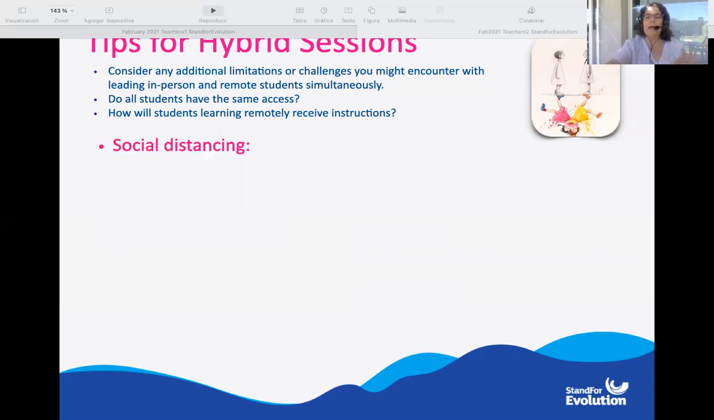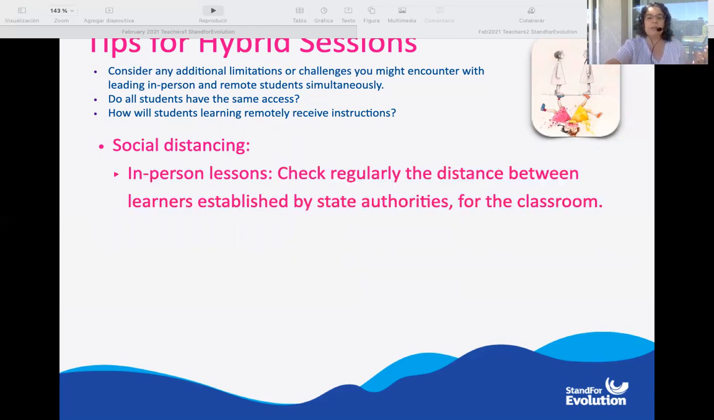So be careful and take into consideration that social distancing might be a difficulty in your classroom in the in-person sessions. So you need to check with your authorities about how far the students should be sitting. And because of that, maybe it's easier to help them work with another classmate online rather than another classmate from the in-person context, right? Because they are closer in the online than in person.